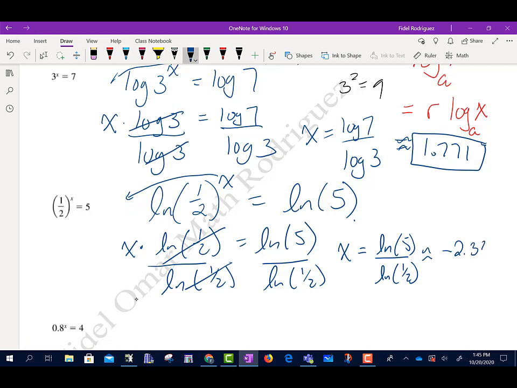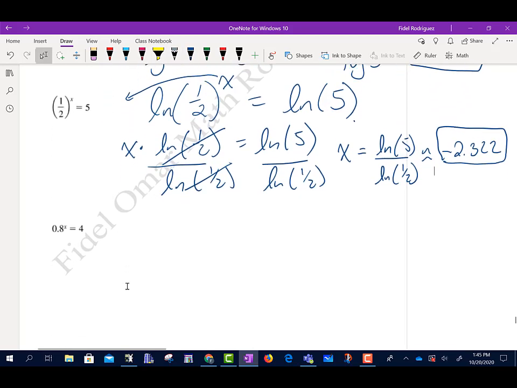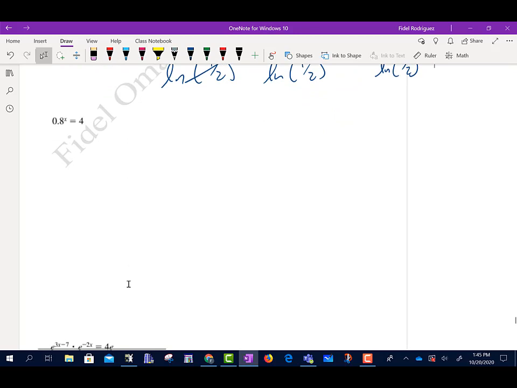Negative 2.322, because again, we're still going to 3 decimal places for all these problems. Okay. Alrighty, I'm going to keep moseying on here. Yes, I said mosey. All right, so which one do you want to use? Oh, let's go with log. Let's just go back to log.